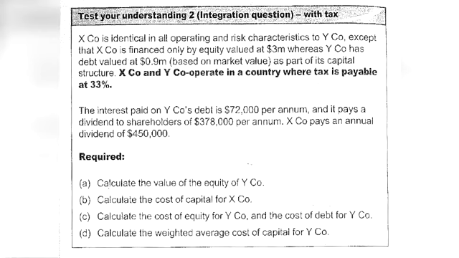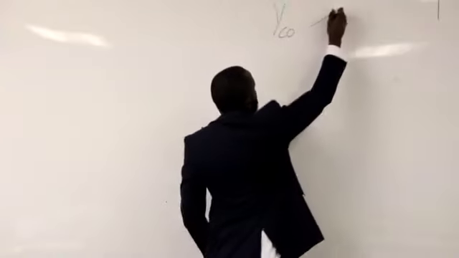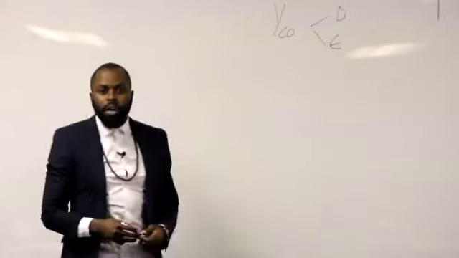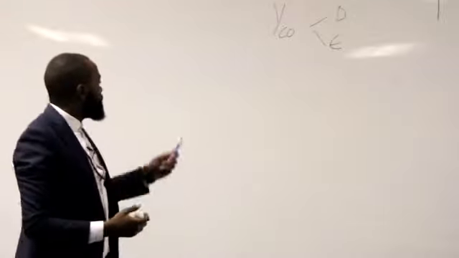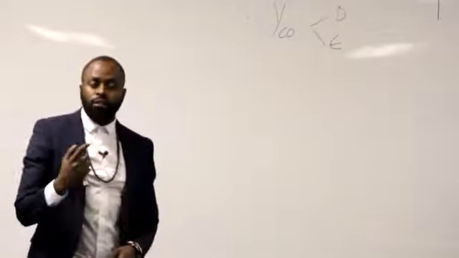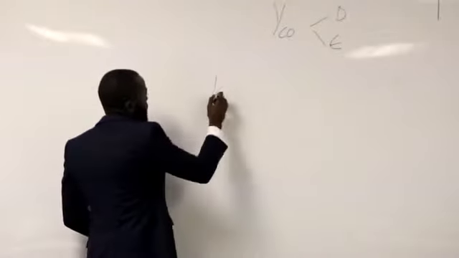Now we're going to look at part C of the question. It says calculate the cost of equity of Y company and the cost of debt of Y company. Just to recap the question, Y company has debt and has equity. We did the first part where we calculated the value of the equity. We got 2 point something, then the value of our debt was 900,000. Now we want to know what is the cost of the debt, what is the cost of equity. We start with the cost of debt.